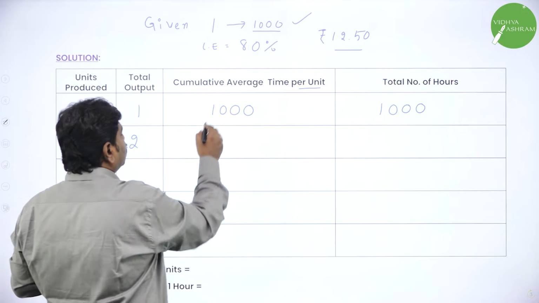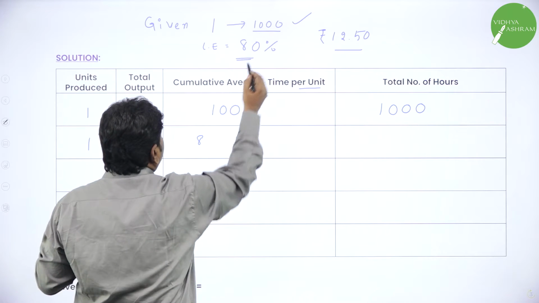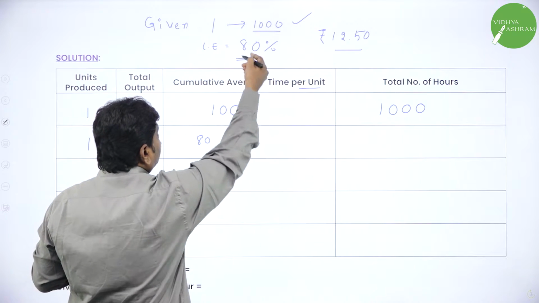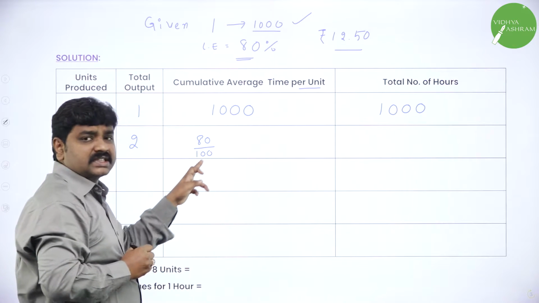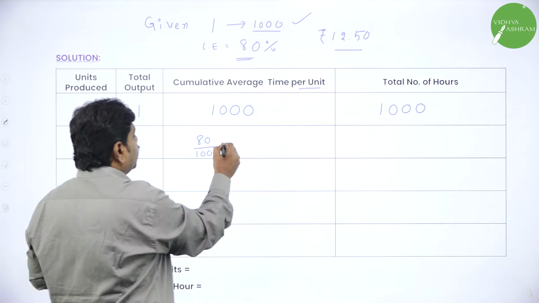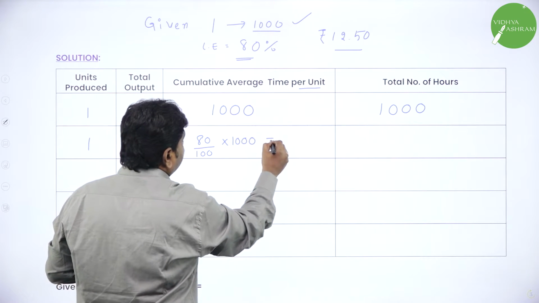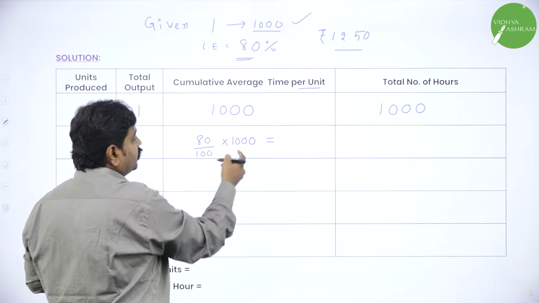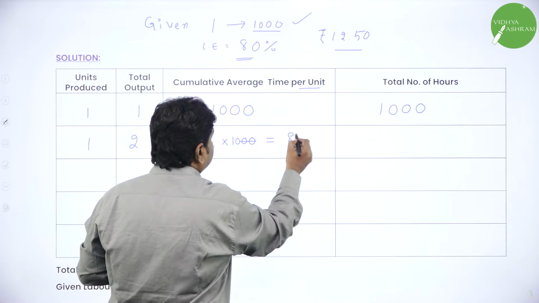The time taken will be, so 80%, they told us the learning effect is 80%. So 80% of the previous time. 80% means 80 by 100. Per means by, cent means 100. 80 by 100 of the previous time. What is the previous time? 1000 hours. So simplify this: 80 by 100 of 1000, 2 zeros cancel, and you will get 800 hours.